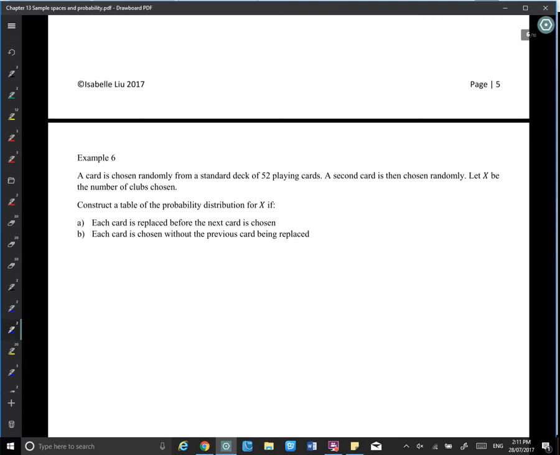Okay, example 6. A card is chosen randomly from a standard pack of 52 playing cards. A second card is then chosen randomly. Let X be the number of clubs chosen. Okay. What are the possible numbers for X?